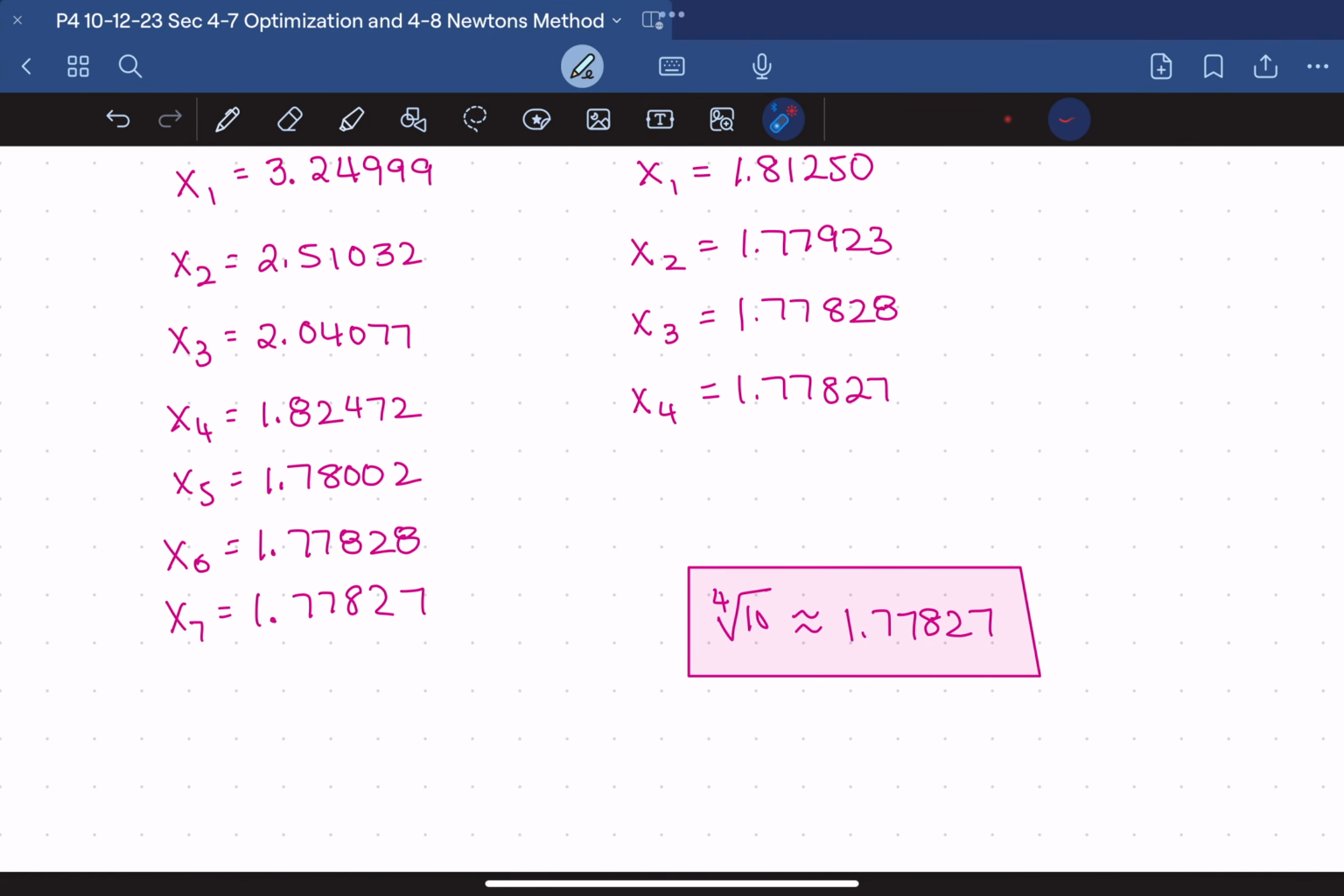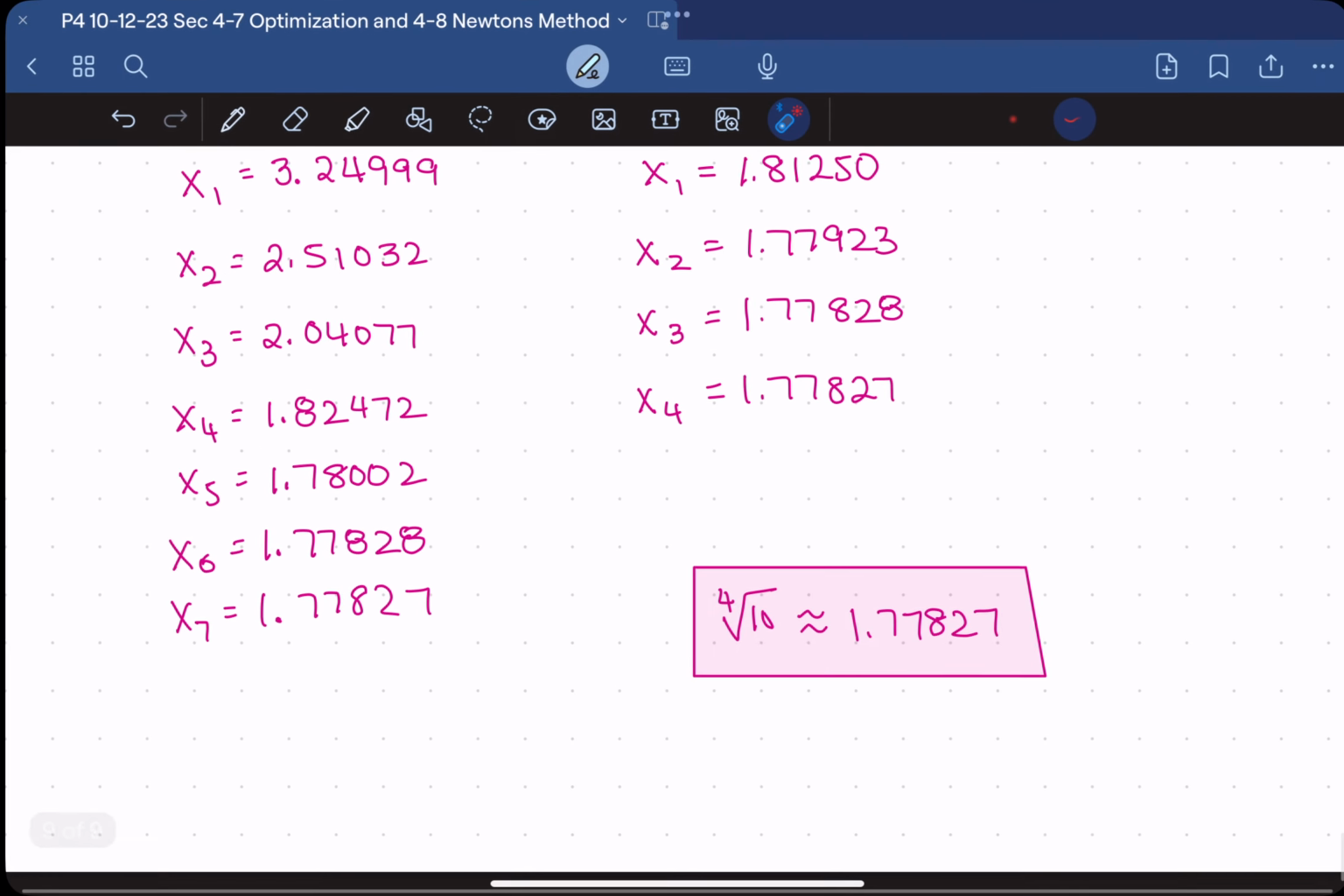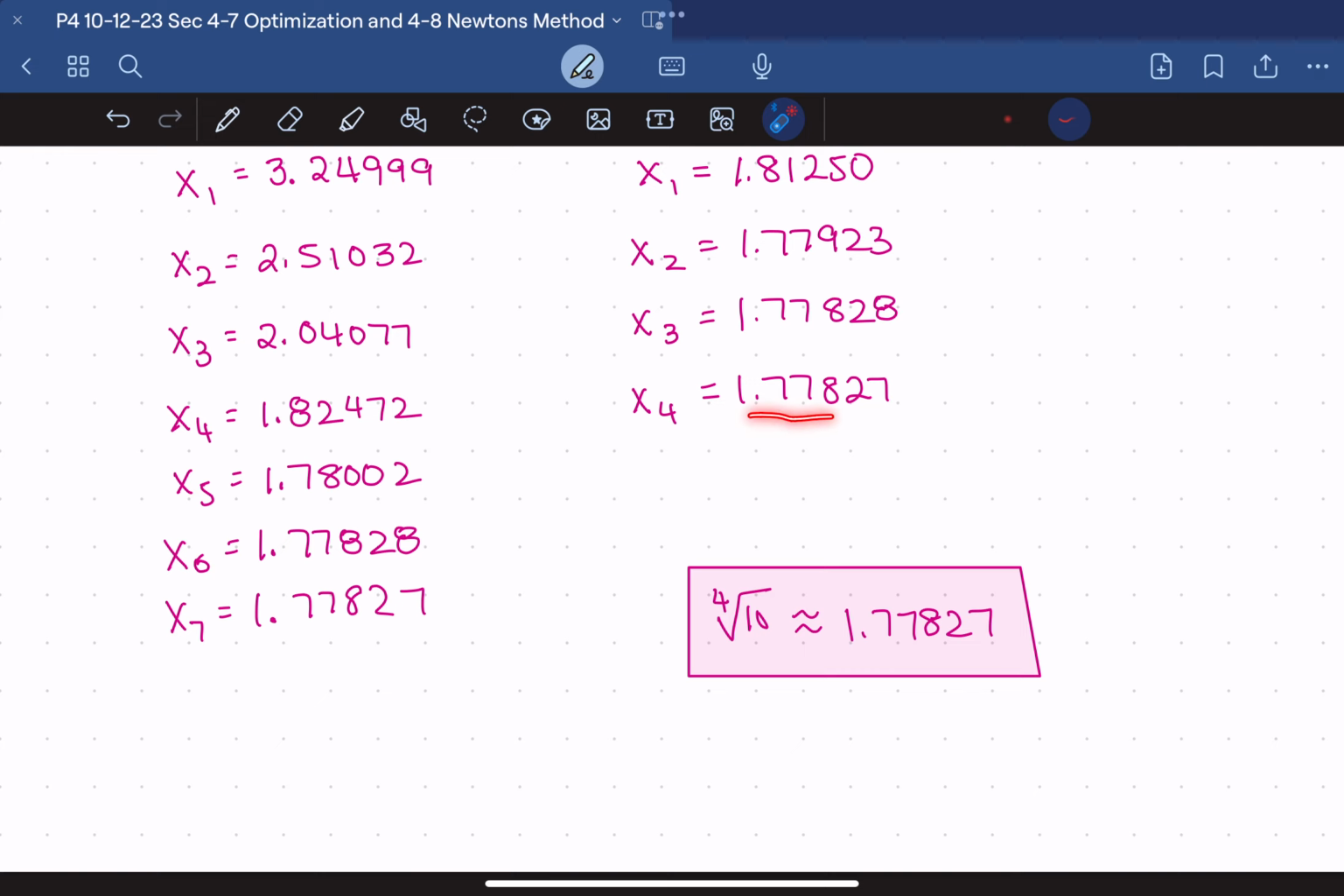If we go back here, you can see the values there. 77827. Pretty cool. All right, that's it.